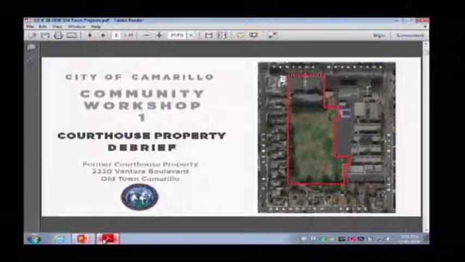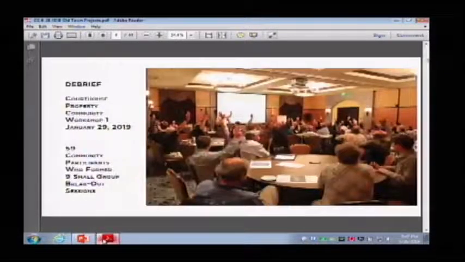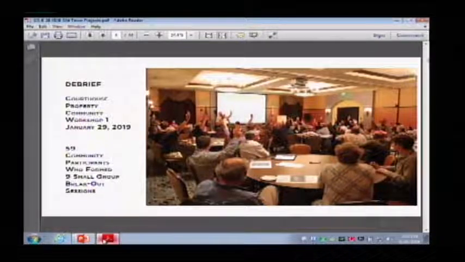So the first workshop, January 29th, on the courthouse property, included both the old courthouse, the farmers market parking lot, and the district property to the south of the courthouse. There was a robust public outreach prior to that, including a website page, flyers, mailers, and a posted sign, and that resulted in a participation of about 59 community participants who formed 9 small breakout groups. And this is an image from that. It was done at the Camarillo Library in their multi-purpose room.